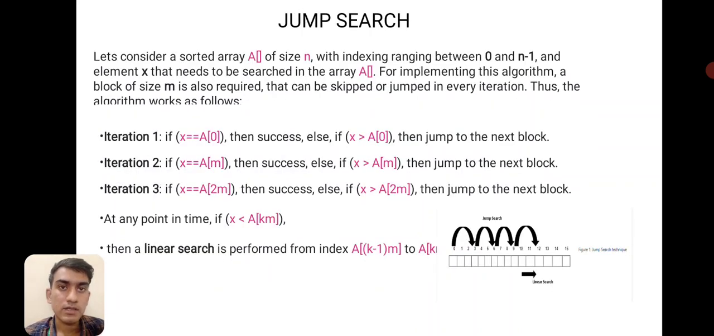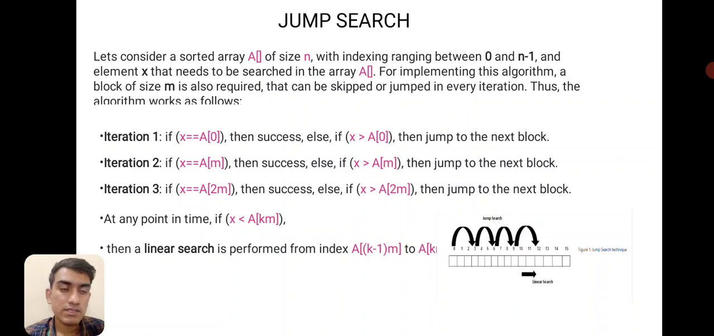So let us consider a sorted array A of size n, with indexing ranging from 0 to n minus 1, and an element x that needs to be searched in the array. For implementing this algorithm, a block of size m is required that can be skipped or jumped in every iteration. This is how the algorithm works.